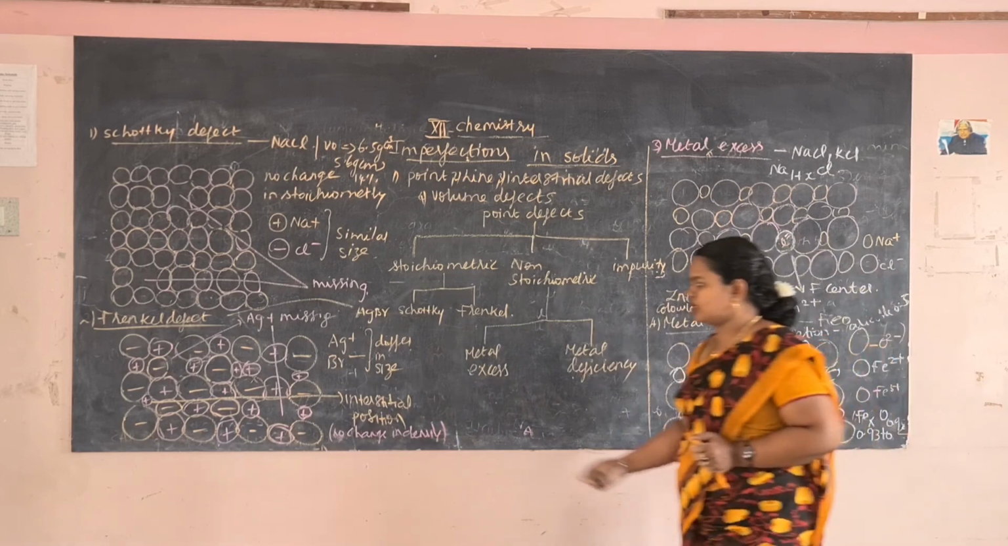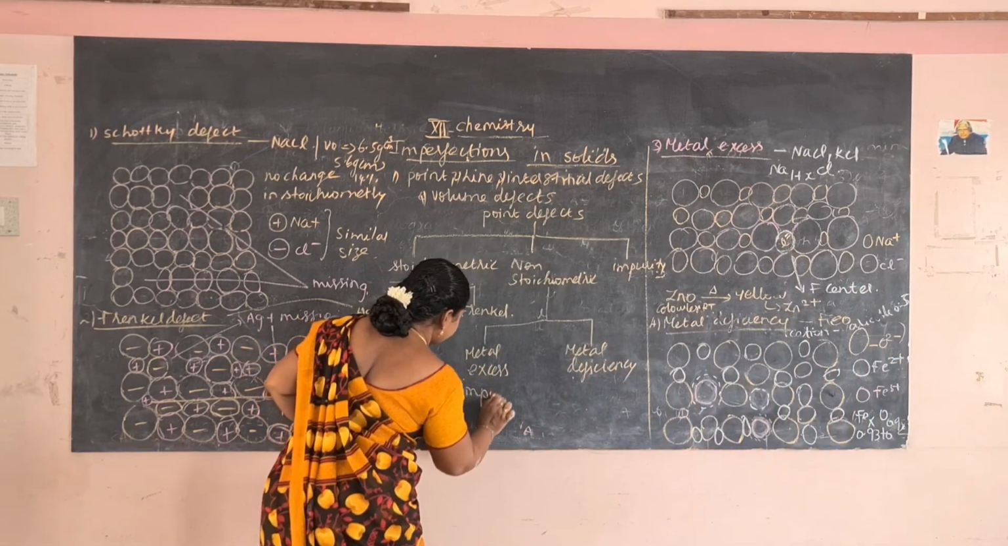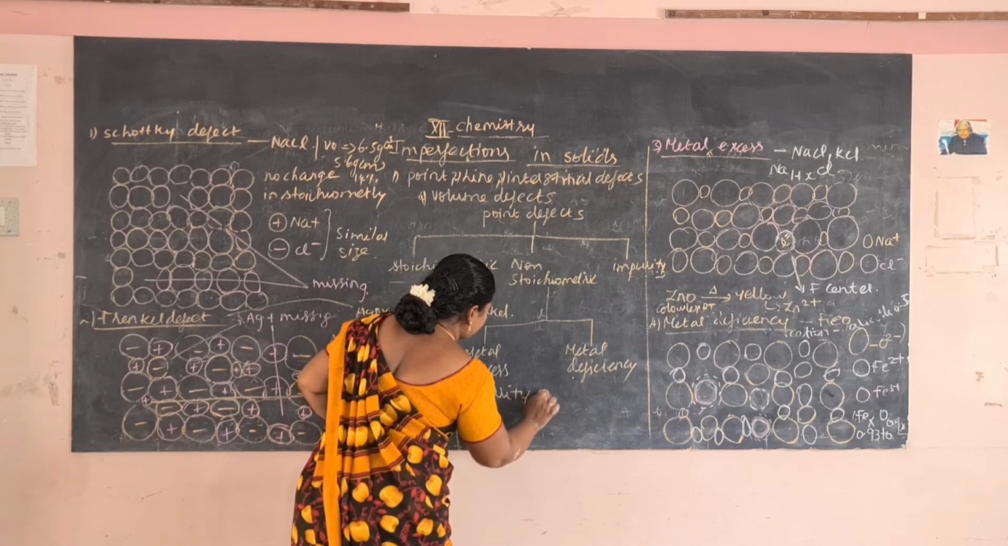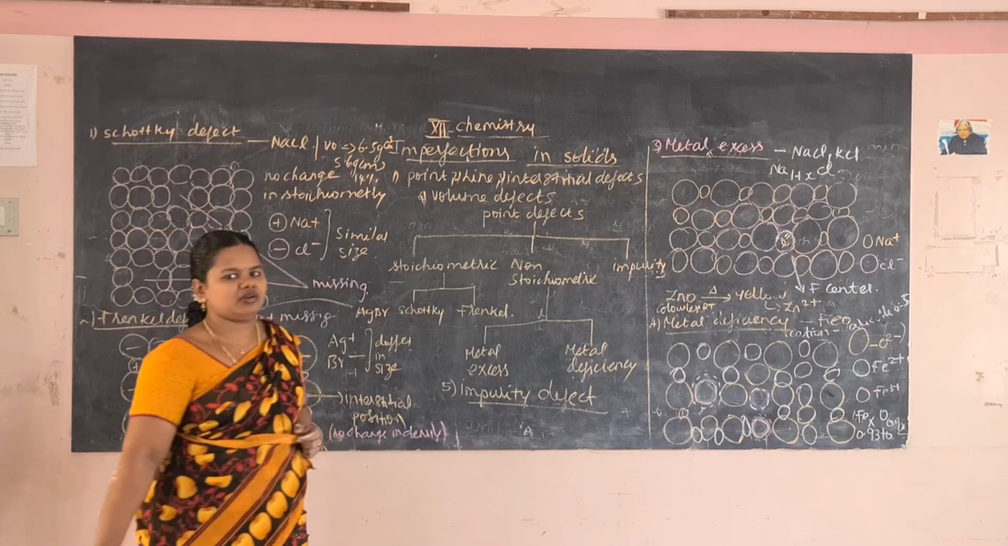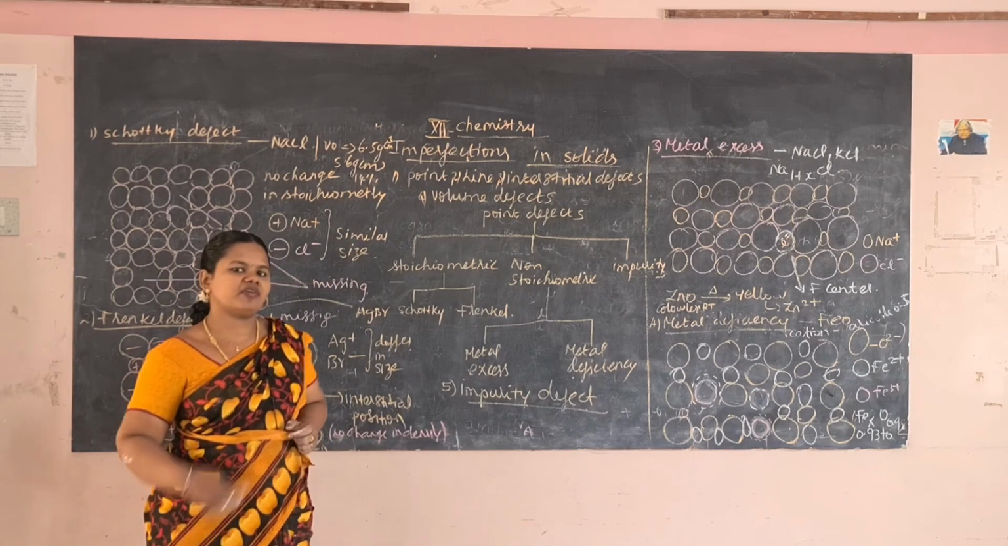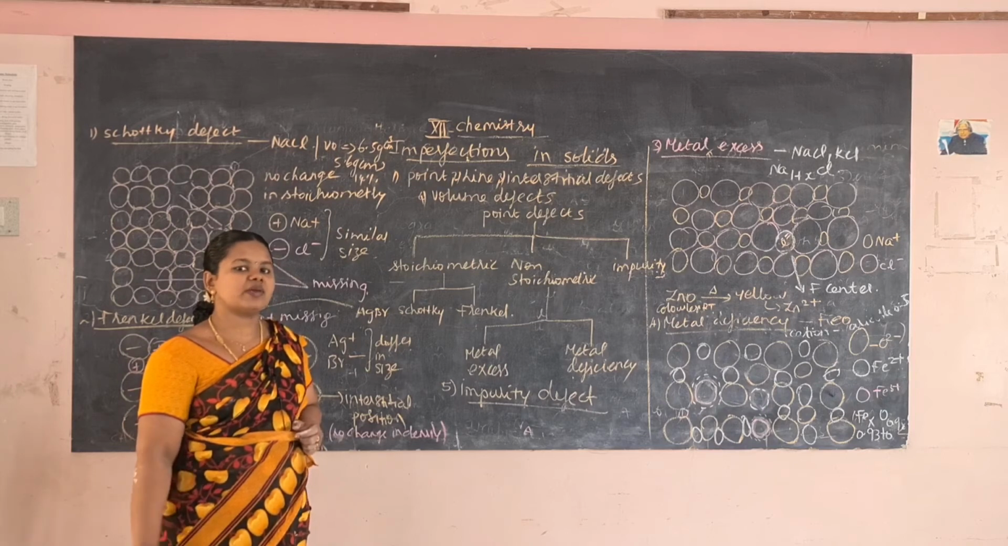And the last defect, impurity defect. Fifth defect is impurity defect. This defect occurs when we are adding impurity ions. This is mainly applicable when it is used in semiconductors.